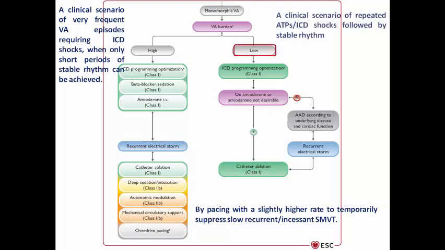But if the VT burden is low, like a clinical scenario of repeated ATPs or ICD shocks followed by stable rhythm, optimize the ICD parameters if the patient is not on amiodarone or it is not desirable. So start antiarrhythmics according to the underlying heart disease, but if it's still recurrent, go for catheter ablation, or if the patient is still developing VT despite amiodarone, immediately go for catheter ablation.